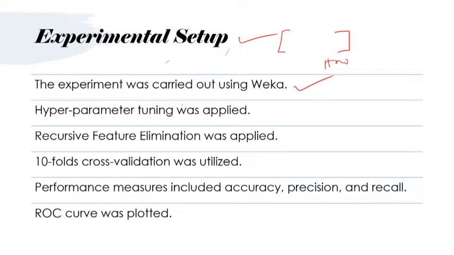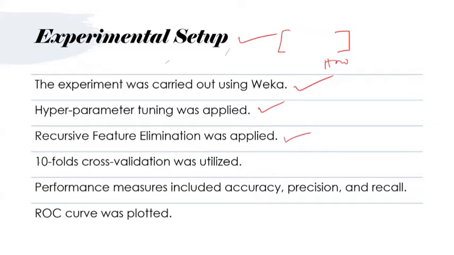Now, hyperparameter tuning was applied. That is, we carried out hyperparameter tuning. Let them know about this, and you are going to give some details later, when we look at the paper. Recursive feature elimination was applied. That is, in doing our feature selection, we use what we call recursive feature elimination, which is one of the several types of feature selection we described in our earlier videos, so we can check them up.